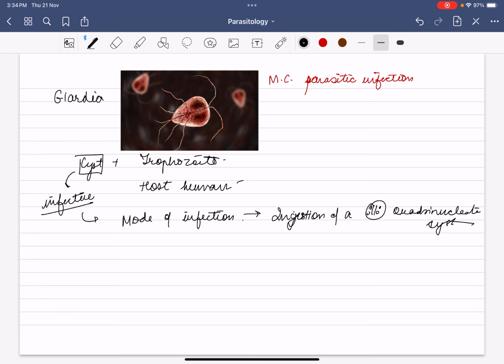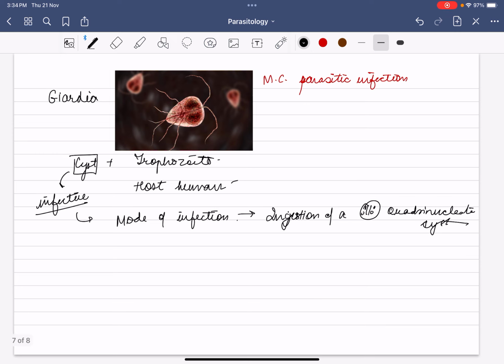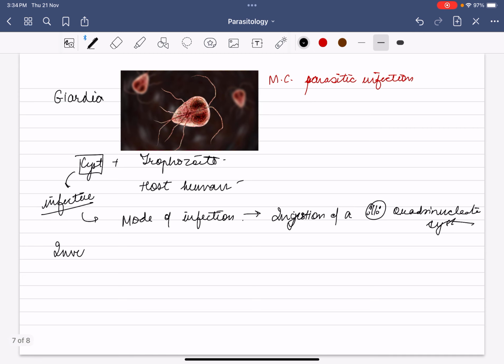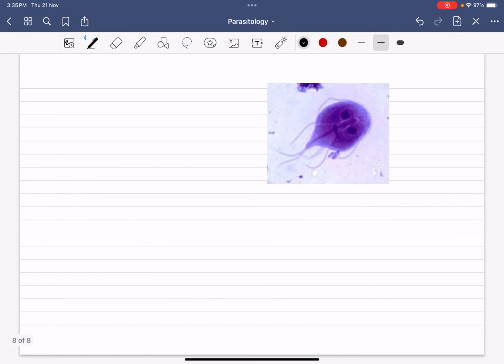Mostly in people this is a self-limiting condition which causes diarrhea, cramps and so on. Investigation, how do we investigate? Investigation is by PCR, microscopy, so we can see this, stool culture, and also enterotest. So this is your picture of Giardia lamblia.